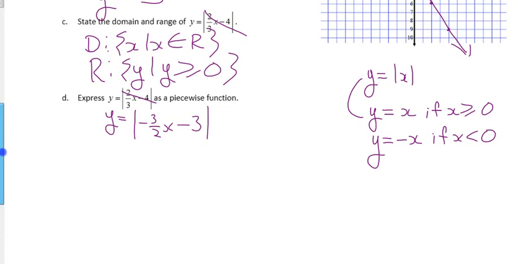So to define the absolute value function as a piecewise function, we say that y is equal to x, just as it is, as long as the x value is zero or positive. So if x is greater than or equal to zero. However, if it's negative, then we take the negative of it.